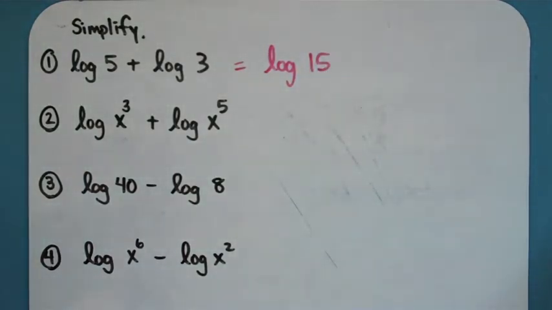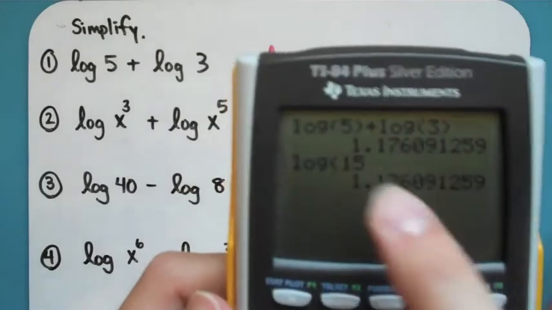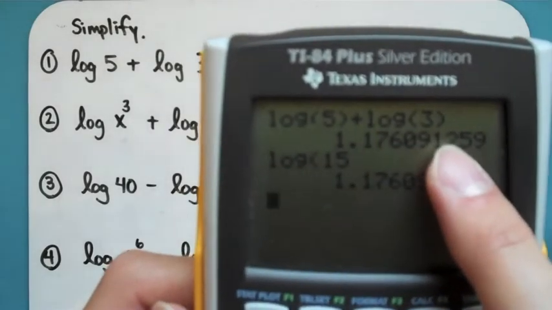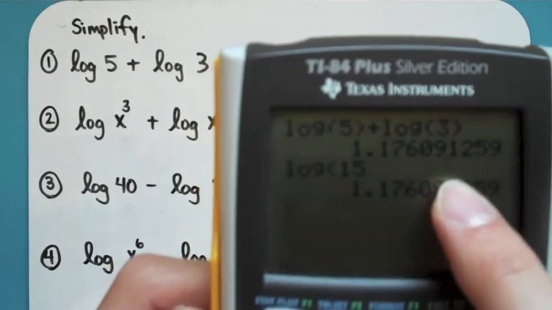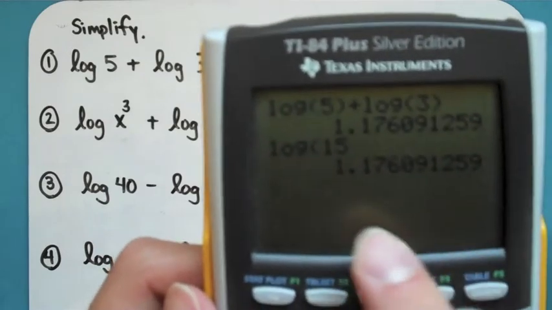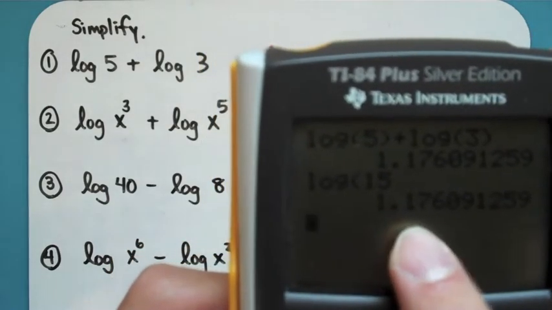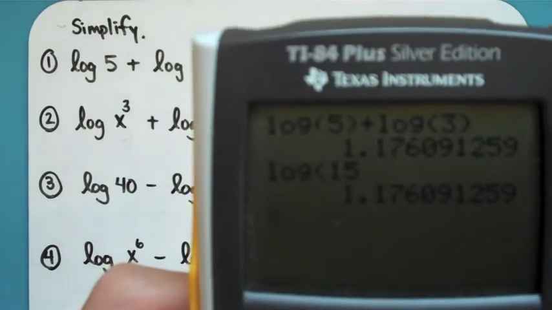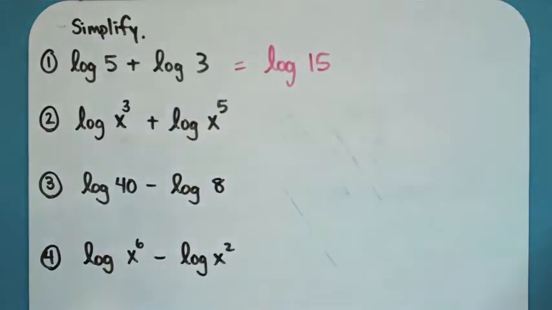And just to show you that I'm not lying to you, I did log 5 plus log 3 in the calculator. I just typed it in separately, and I got a decimal, which shouldn't be surprising. You can get a decimal for a log. And then I did log of 15, and you see that the decimal is exactly the same. So you are, in fact, allowed to do this property, just to give you some proof.